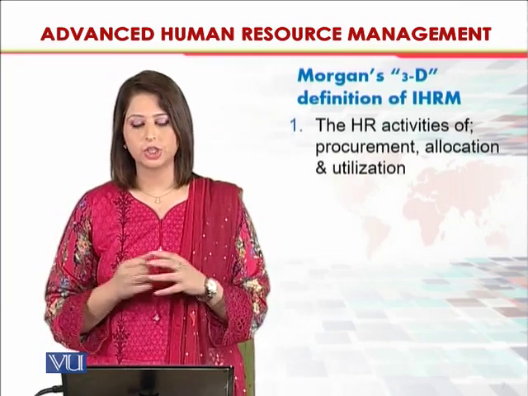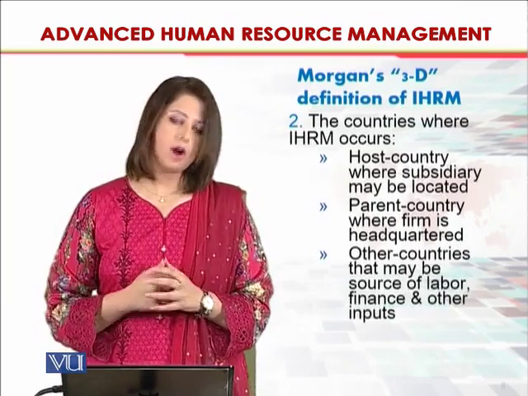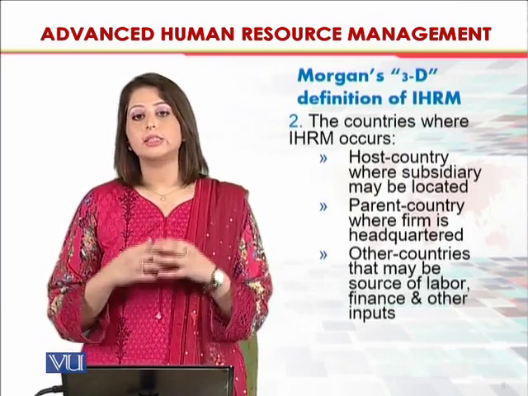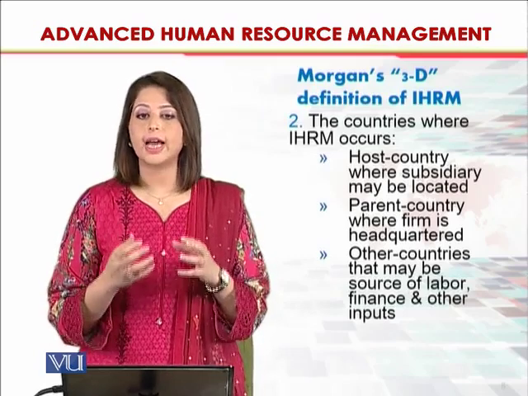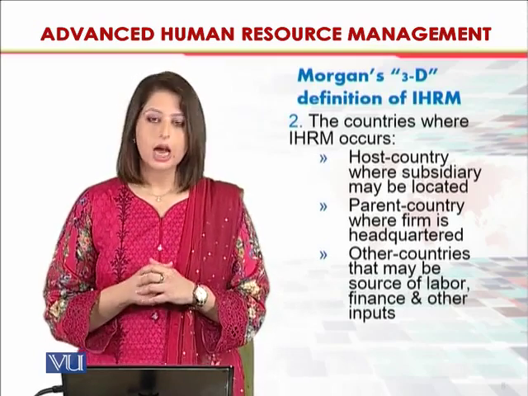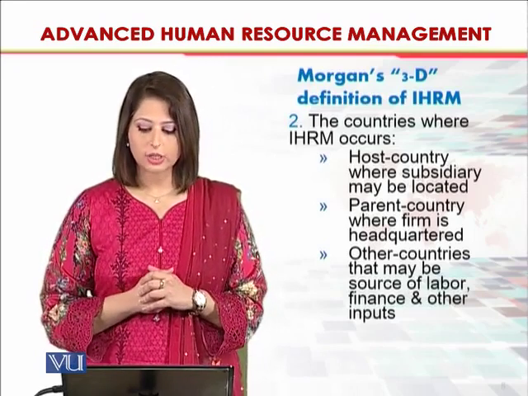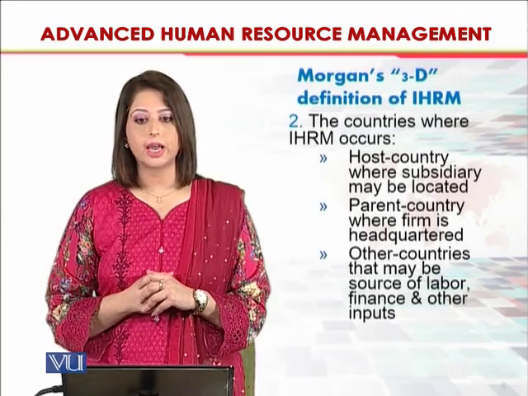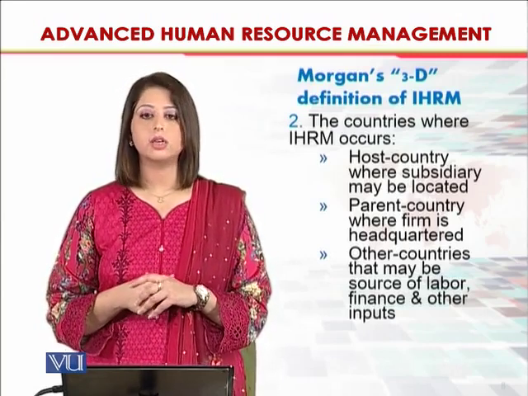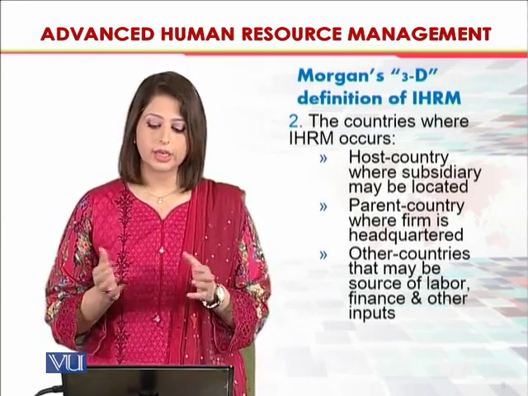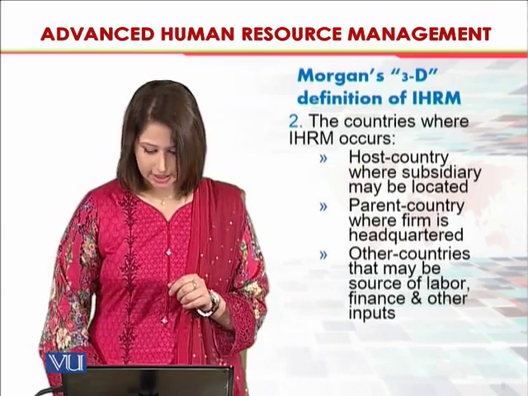procurement, allocation, and utilization. The second dimension of this model is the type of countries in which multinationals operate. There are 3 types of countries. One is host country, where subsidiary may be located. The second one is the parent country. And the third one is other countries where there may be source of labor, input, or capital.